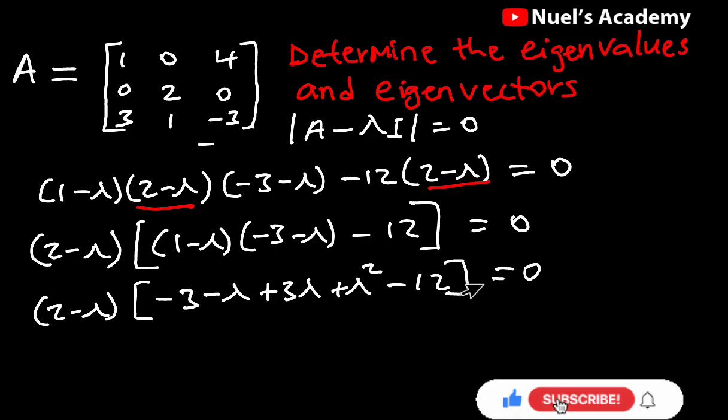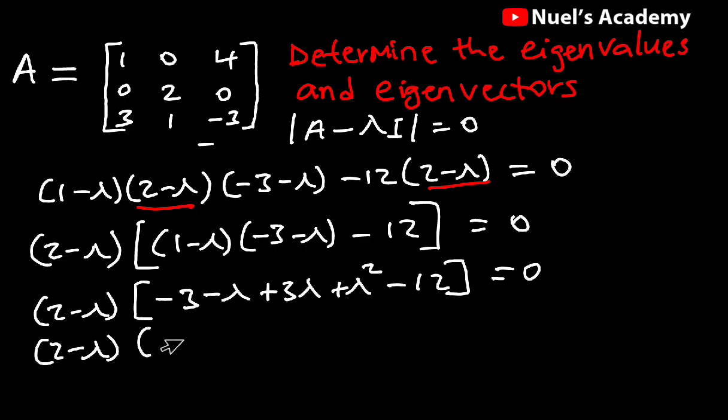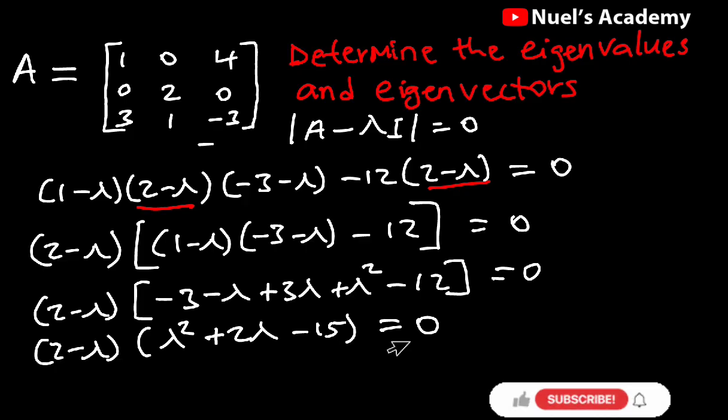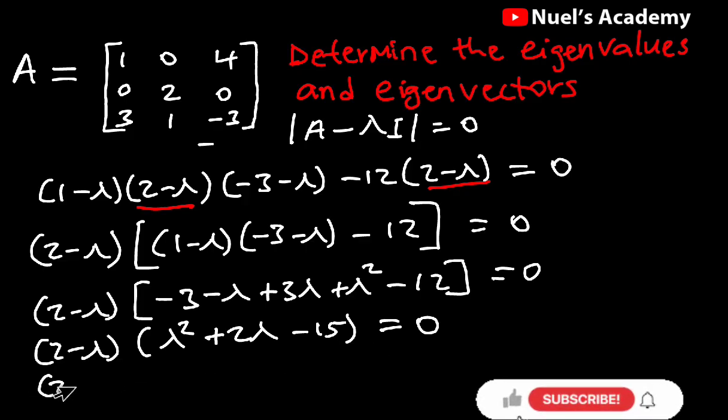This is equal to 0. We have (2 minus lambda) multiplied by (lambda squared plus 2 lambda minus 15), since minus lambda plus 3 lambda gives 2 lambda, and minus 3 minus 12 gives minus 15, and this is equal to 0. So you have 2 minus lambda multiplied by, is this thing factorizable?